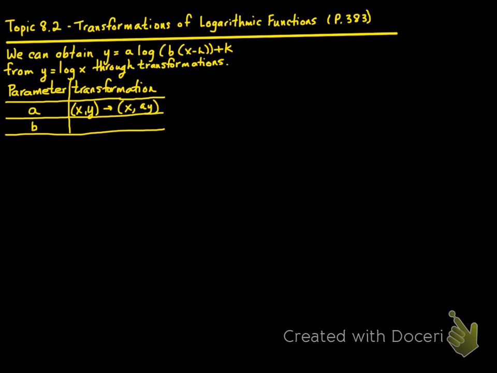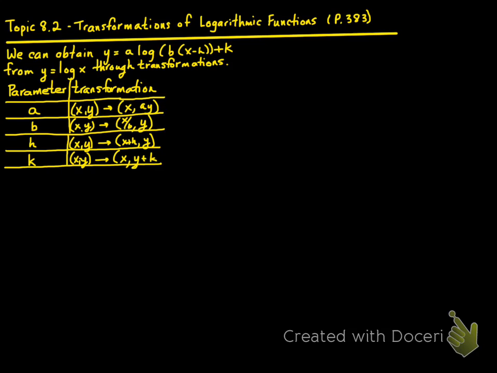The parameter a is going to be a vertical stretch, so a times y for every coordinate. B is going to be a stretch where x is divided by b. H is going to be a horizontal shift, so it's x plus h and y. And k is a vertical shift, where we have x and then y plus k.